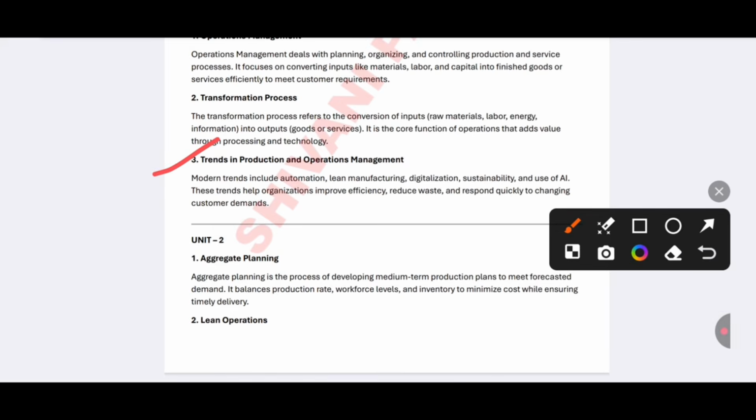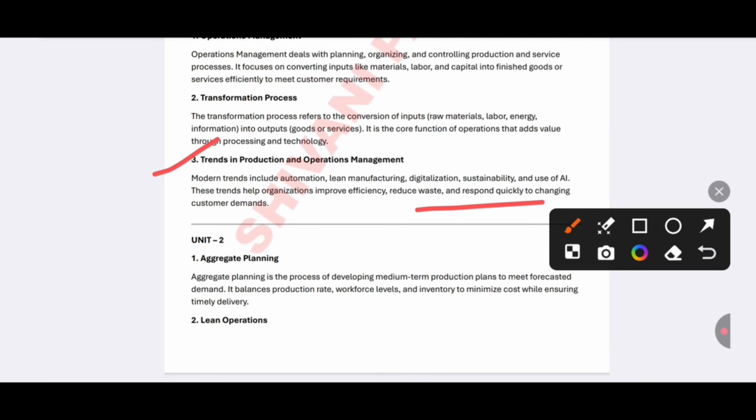Next one, trends in production and operations management. Modern trends, whatever we have, like automation, lean manufacturing, digitalization, sustainability, AI, these are all modern technology. They will be helpful for the organization to improve productivity, to work effectively and efficiently, to reduce waste, to get profitability and to respond quickly to the consumer's demand. For that case, these modern trends are helpful.